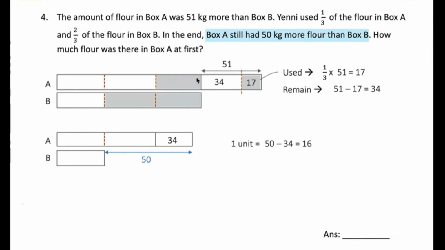3 units plus 51. At first, include the shaded parts. Okay, don't exclude the shaded parts. If you exclude the shaded part, you will be in the end. Okay, the question is asking for at first. So it's 3 units plus 51. 3 units is 3 times 16, 48. Plus 51, 99. Very good.